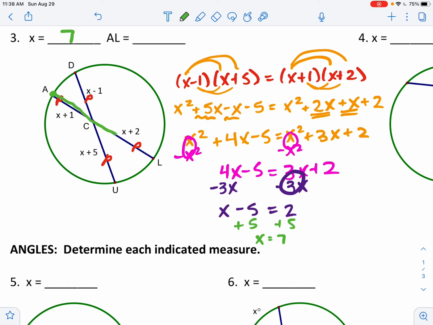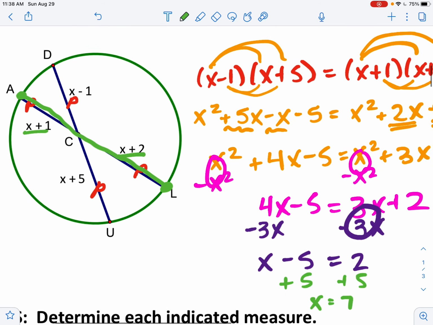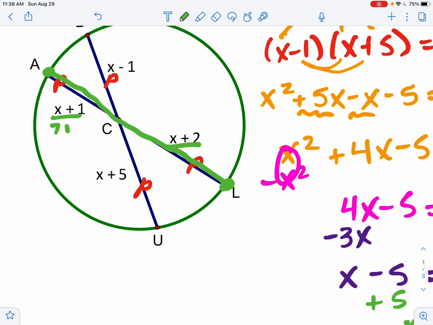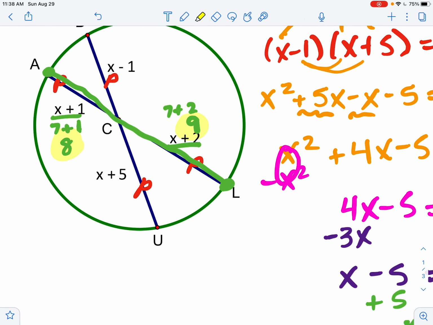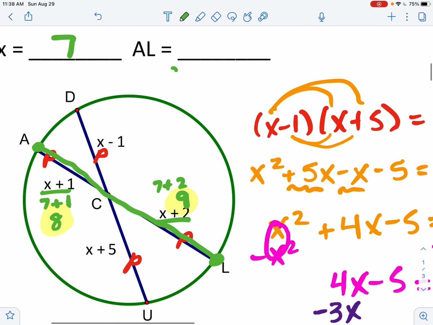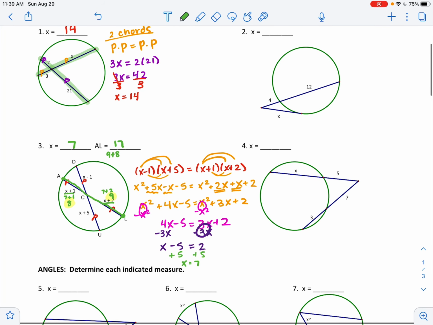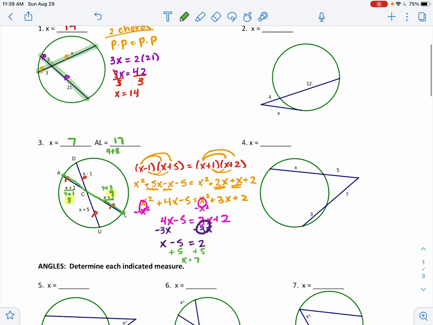Now, in this one, there's an additional step because I'm asked to find line AL. Well, A to L is this whole line here. So I need to first find each of these pieces and then add them together to find the whole. So starting with this piece here, again, plugging in 7 for x, I get 7 plus 1, which is 8. And over here, 7 plus 2, which is 9. So the whole line is going to be this 9 plus 8. So 9 plus 8 is 17. And that's how you do equations with two chords, or problems with two chords.